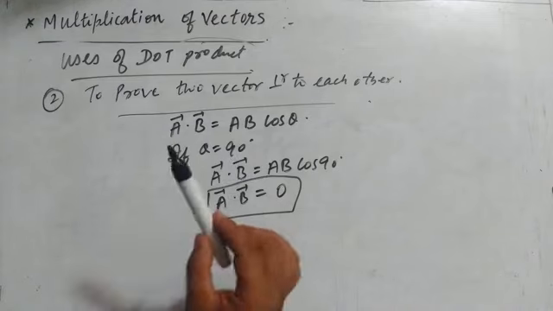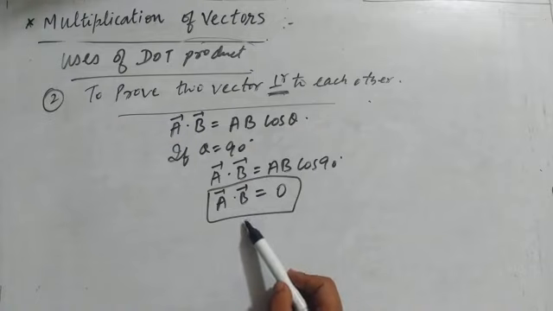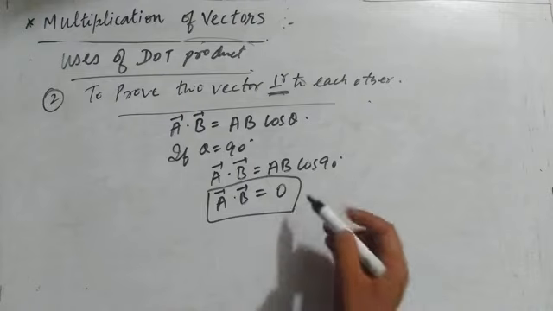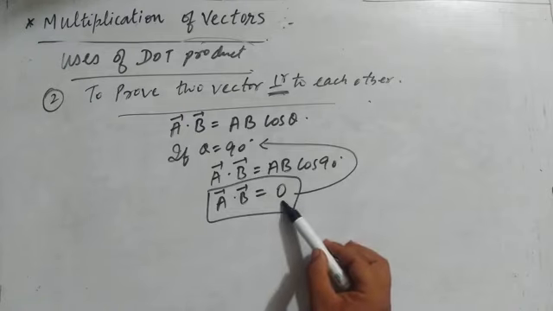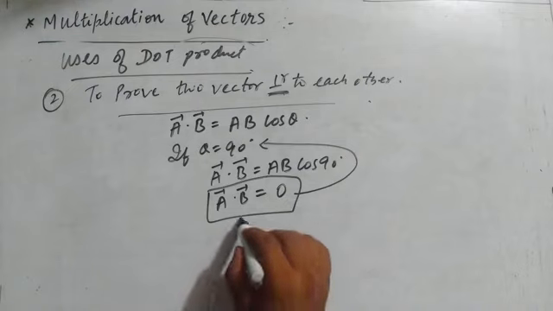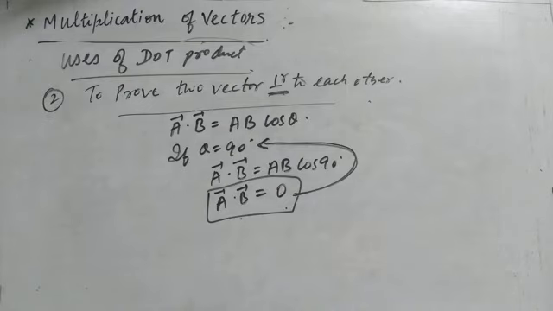So for proving two vectors perpendicular to each other, we will just find out their dot product, and if their dot product is equal to 0, then we can say the angle between them is 90 degree. That is, they are perpendicular to each other. And if the dot product is not 0, then the angle between them is also not 90 degree. So we can prove this by taking an example.